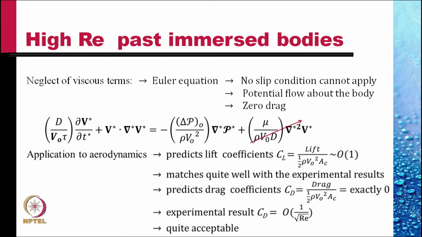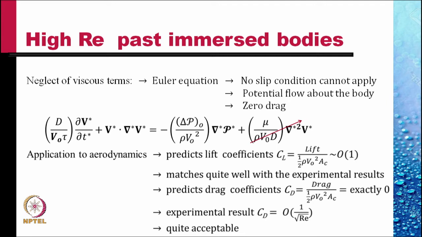This Euler equation has been applied to aerodynamics, and when we apply it to aerodynamics, we are able to predict lift coefficients, defined as CL equal to lift divided by 1/2 rho V naught squared times the area that characterizes the aerofoil, and we find that this is of order 1. This matches quite well with the experimental results. This predicts the drag coefficient CD to be exactly 0.